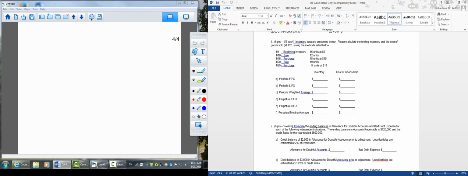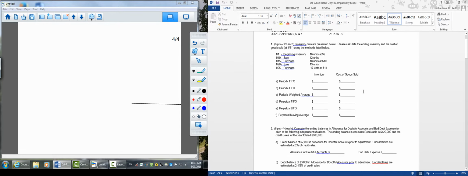And there are going to be periodic FIFO, perpetual FIFO, periodic LIFO, perpetual LIFO. There's going to be periodic weighted average and perpetual moving average. I want you to be able to do all 6, okay? So it's typical overkill with Richardson, right? But you guys don't know what you're doing until you can do all of this stuff.